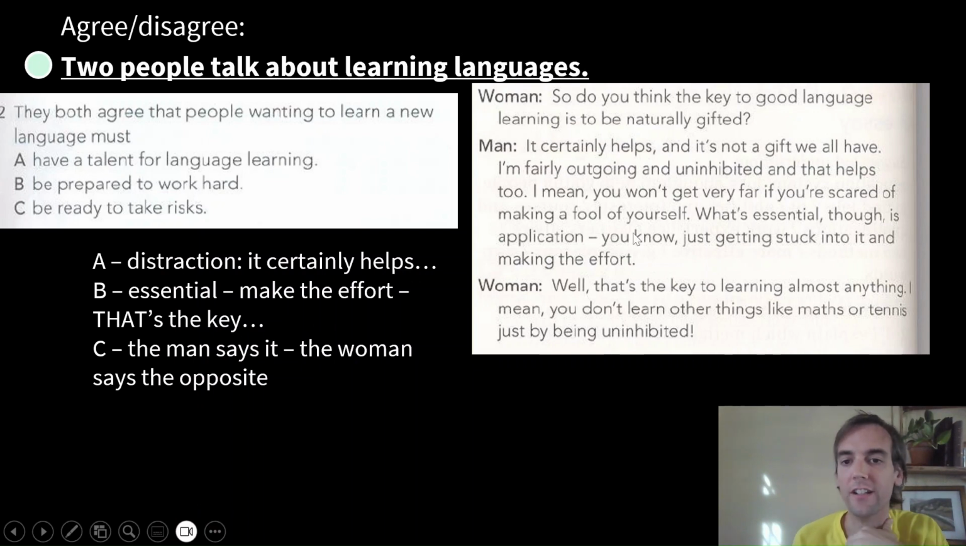He says, you need to work hard, get stuck in, make the effort. She says, well, that's the key to learning anything, by implication, including languages. So it's B. They agree you must be prepared to work hard.